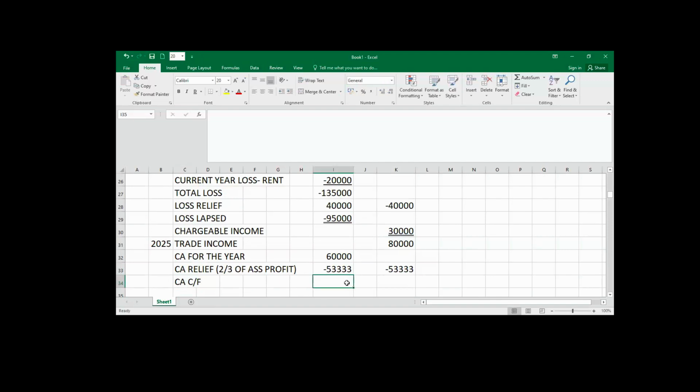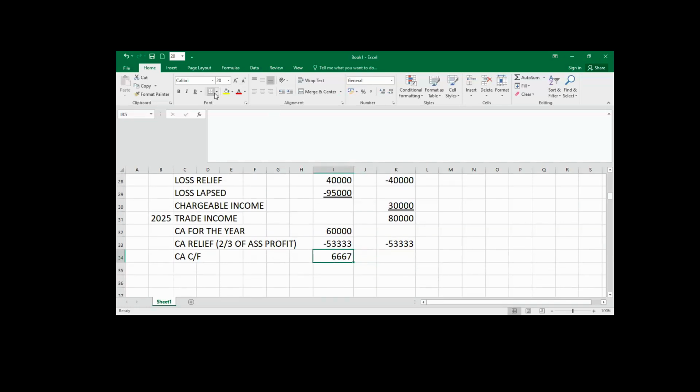Capital allowance carried forward of how much? 60,000 minus 53,333. That is how much? 6,667. So which is the capital allowance that we are going to carry to the next period. After carrying the capital allowance, we now have the balance.